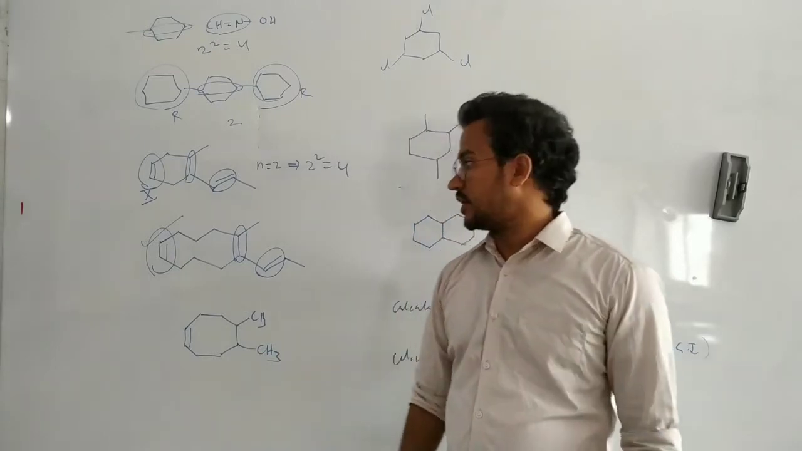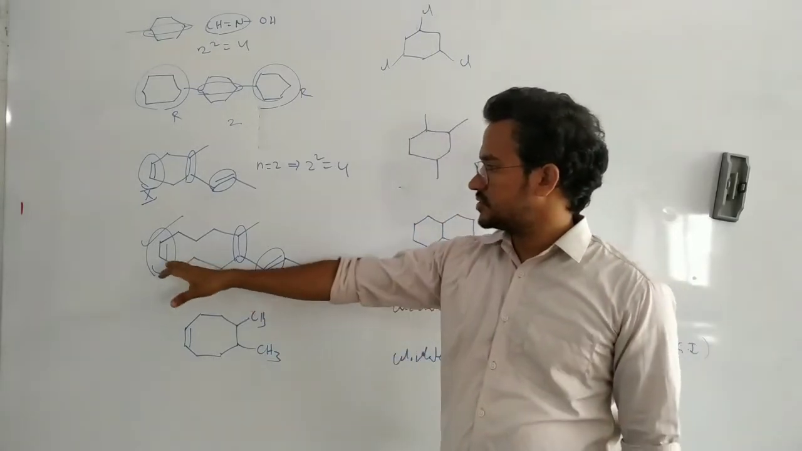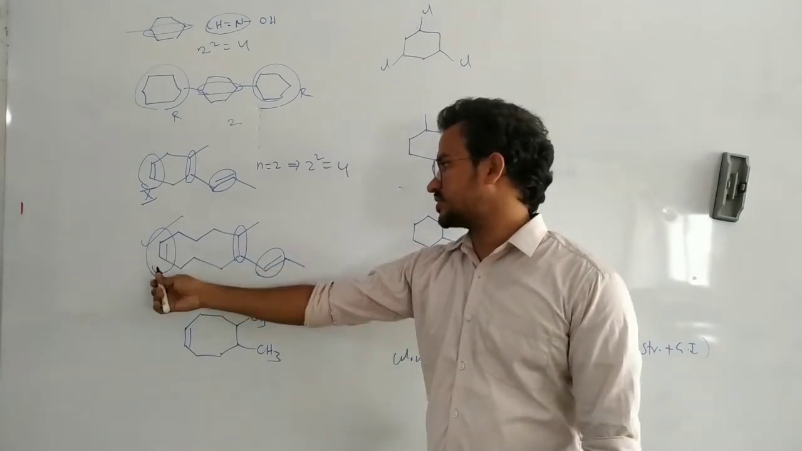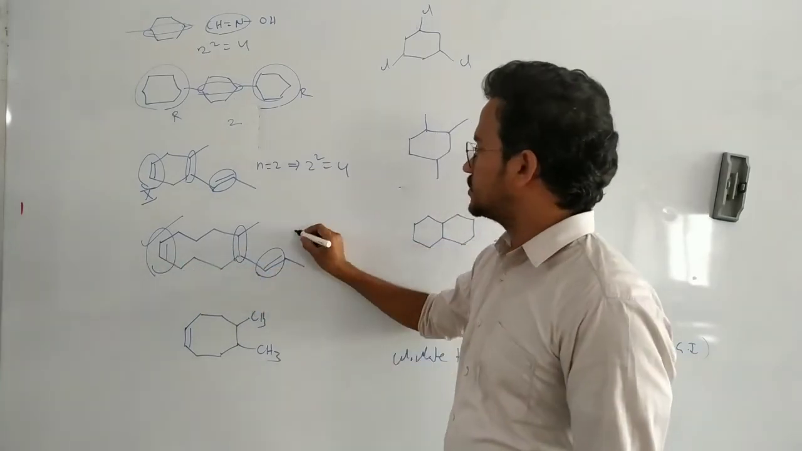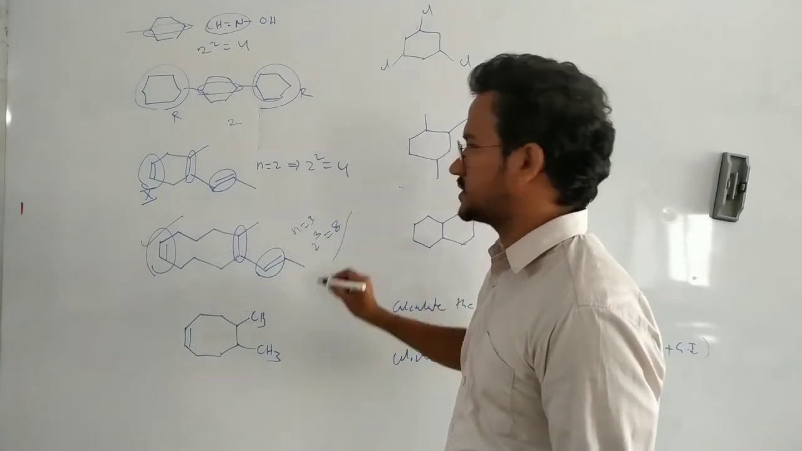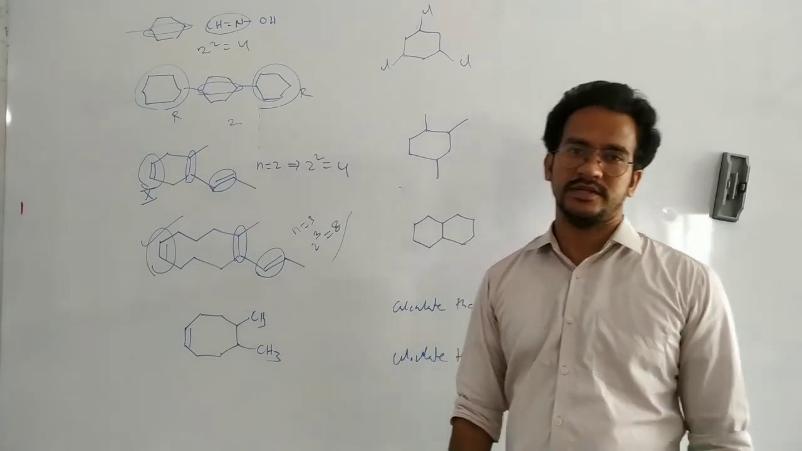Okay, here in this case, geometrical isomerism about this one is possible. So one stereogenic center, second one, third one. So n equals 3. That means 2 power of 3, 8.